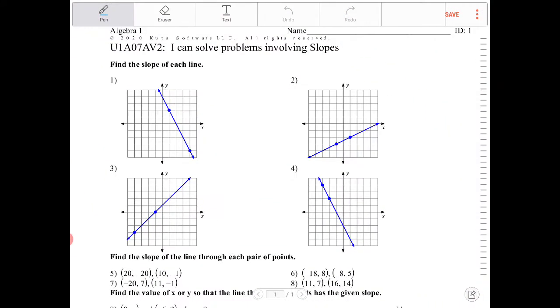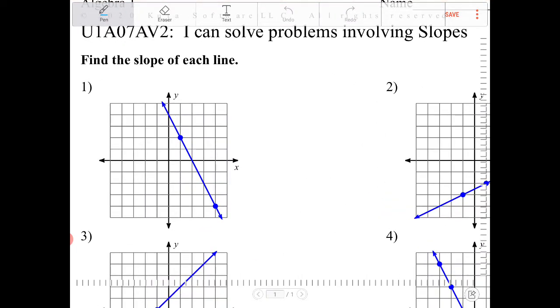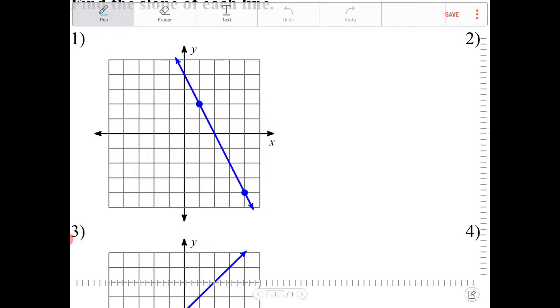Okay, so here we are. What you're tasked to do is to find out the slope of each of the lines that are given. Like I've said before, when you're finding the slope between 2 points, you're finding the rise and the run. So you're always moving from left to right. Keep that in mind. You're always going from left to right.